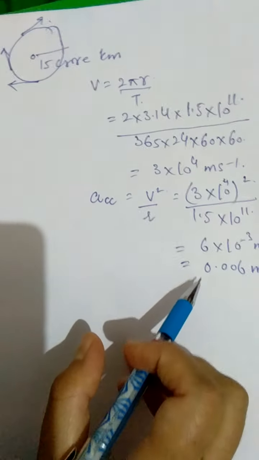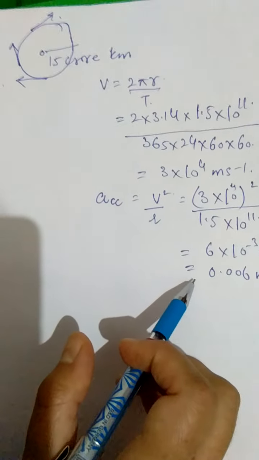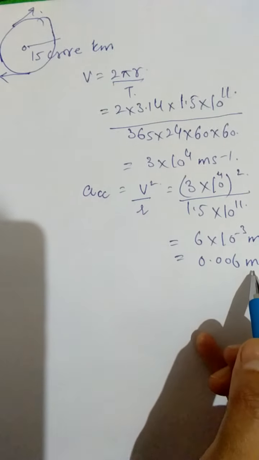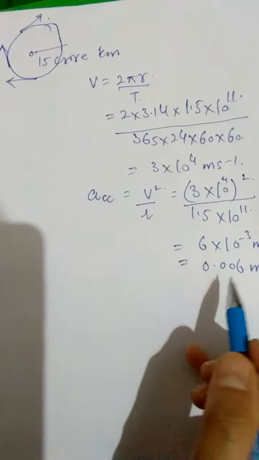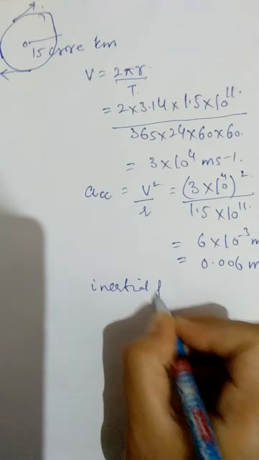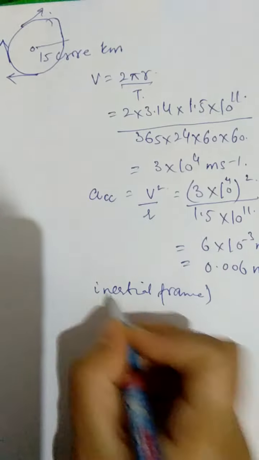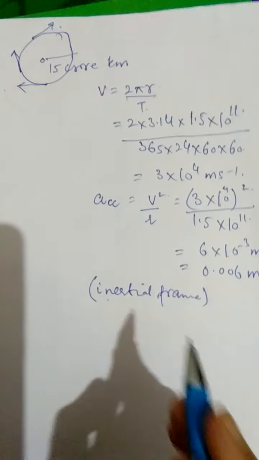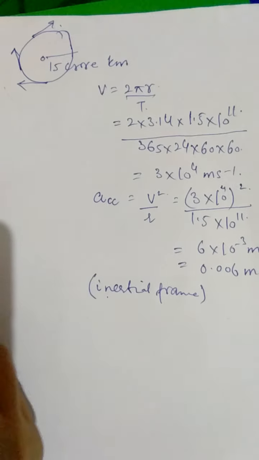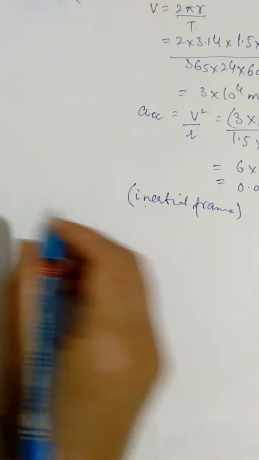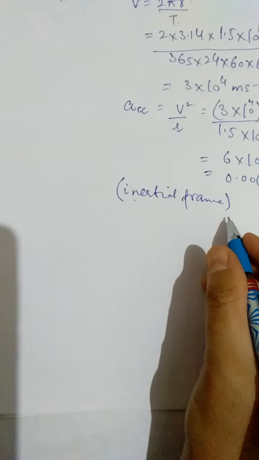Because Earth has an acceleration associated with it, it is actually a non-inertial frame of reference. But since the value of this acceleration is quite small, for all practical purposes we treat Earth as an inertial frame. But in a more particular sense, since there is a centripetal acceleration associated with it, Earth is actually a non-inertial frame, right? Now, we have to describe these inertial and non-inertial frames one by one.